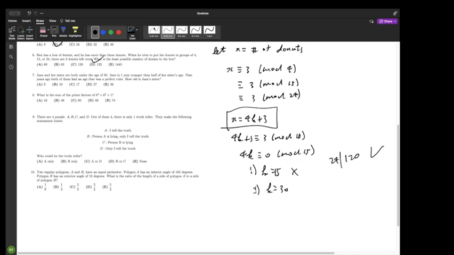Then we are going to substitute 4k plus 3 here. So we are going to substitute it here. Then we get this equation. But since 4 and 15 are coprime, k is congruent to 0 mod 15.